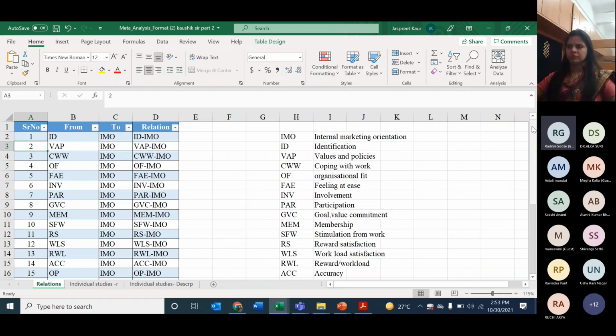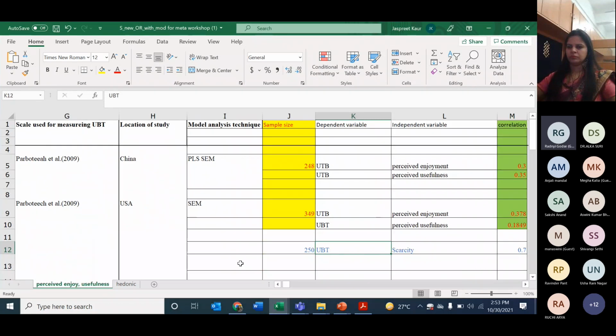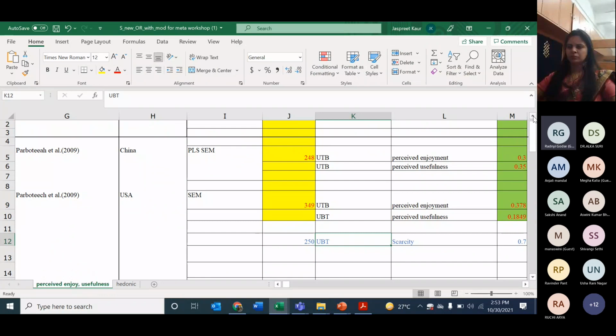So all these relationships will be only and only taken in relation to IMO, not other factors. Correct? So this is the way we develop sheets for meta-analysis. Now, once we do this, I'll just take this as a simpler version, so I'll work on this first.